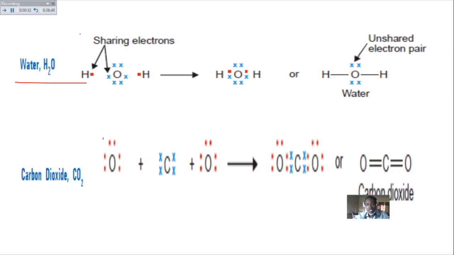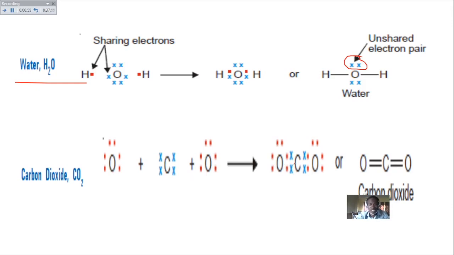Sharing the electrons, they are what we call, this one is an unshared electron pair. Likewise, carbon dioxide. When you look at this carbon dioxide, the oxygen is 6, the carbon is 4, the oxygen was 6. And they have to look for a way of sharing such that both of them will obtain their octet electronic configuration, which is very, very important.